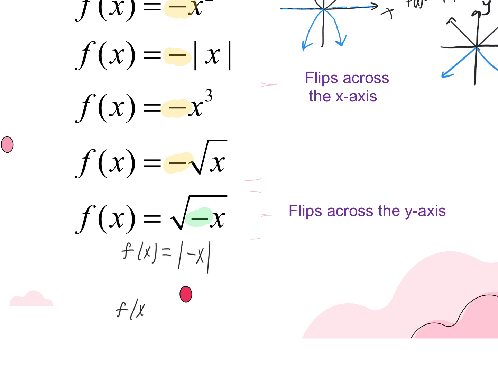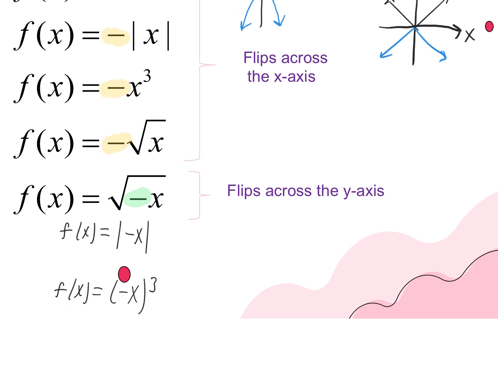Or f of x is negative x cubed, right? Any of these. You can still use these and consider them as reflections across the y-axis. The reason we maybe don't see it here is because reflecting this is going to make it look similar to the original function. So we'll learn more about that later on, that they're symmetric about the y-axis, or whether they have origin symmetry. We might learn that down the line.